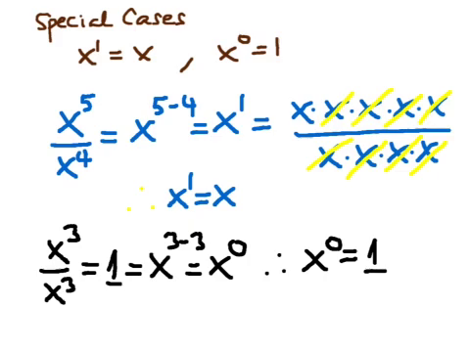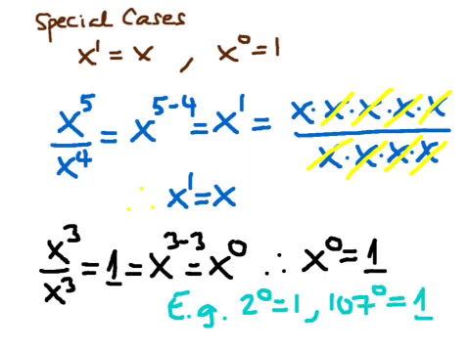So, for example, this means that 2 to the 0 is 1, and 107 to the 0 is also 1. So these are the two special cases that we need to understand. Something raised to the power of 1 is itself, something raised to the power of 0 is 1. So, having seen where the three rules come from, and the two special cases of something raised to the power of 1 and something raised to the power of 0, what I want to do now is move on and look at the interpretation of negative and fractional powers.